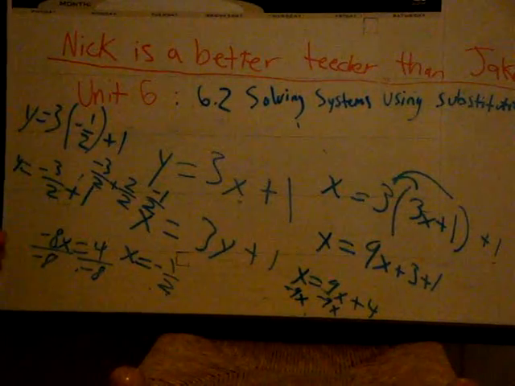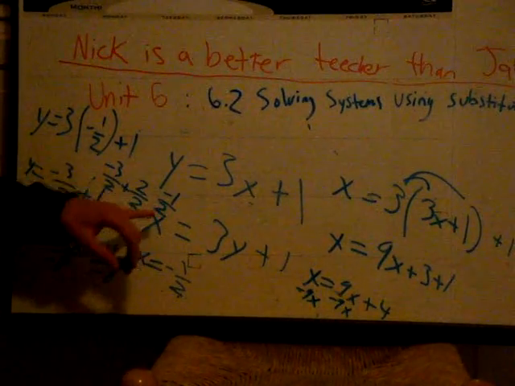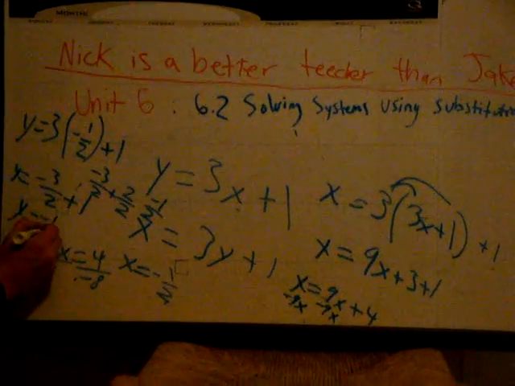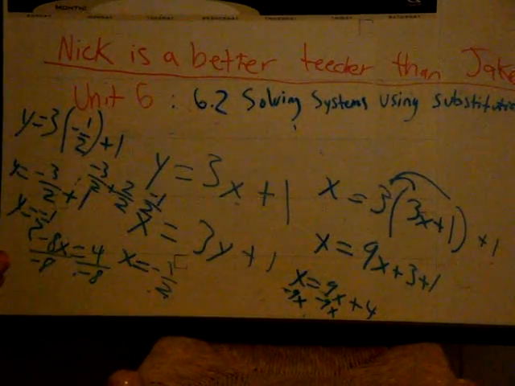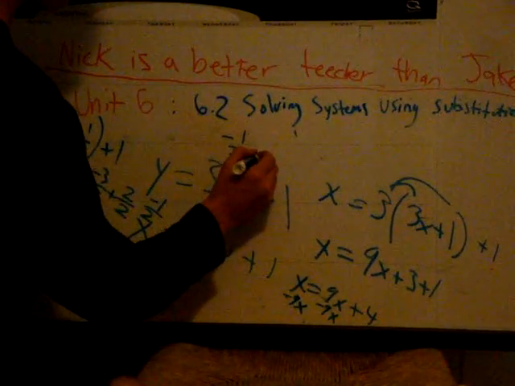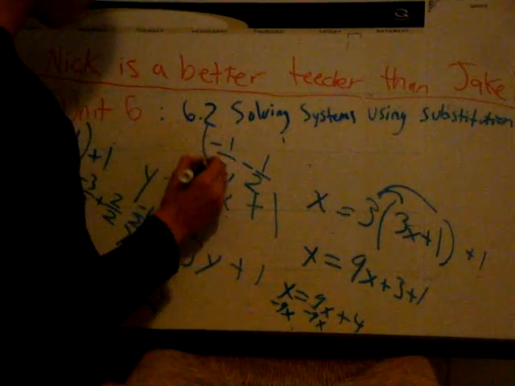Yes, I know it's a lot of information. Stay with me, folks. And then, so that's our answer. So y equals negative 1/2, which is the same as x. So our answer is negative 1/2, comma, negative 1/2. Sorry, it's very crowded, but right there, that's our answer.